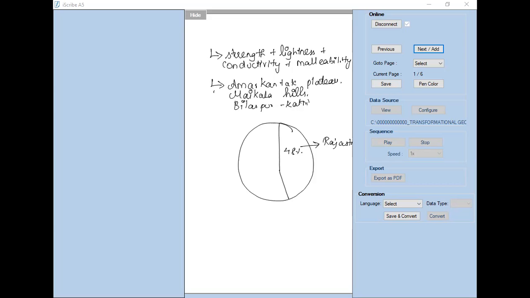Sorry, this is copper. Okay, this is copper, sorry. Because in Rajasthan we have Khetri mines, right? In Rajasthan we have 40%, Madhya Pradesh 29%, Jharkhand 16%, and others 7%. This is about copper, which we saw in the previous one.